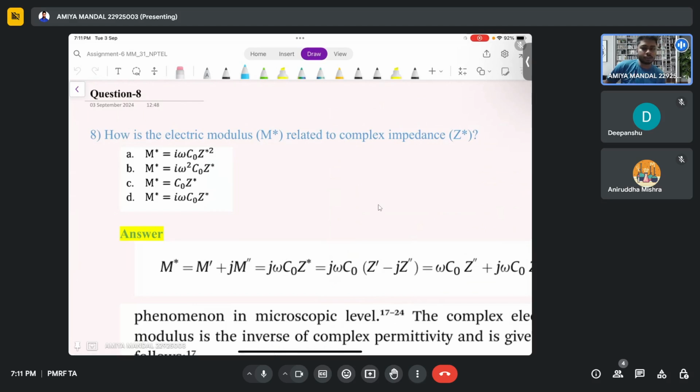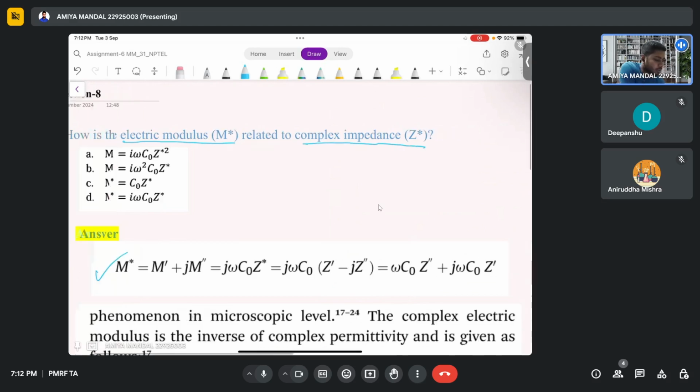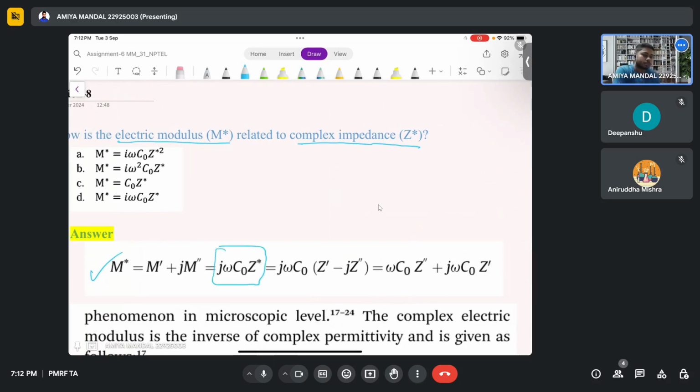Now this is a question from impedance spectroscopy. Elastic modulus is related to complex Z. How? The modulus is related to the complex impedance in this way: j omega C naught Z star gives you the modulus value. You can see that this is a complex form, which means it will have a real part and an imaginary part.